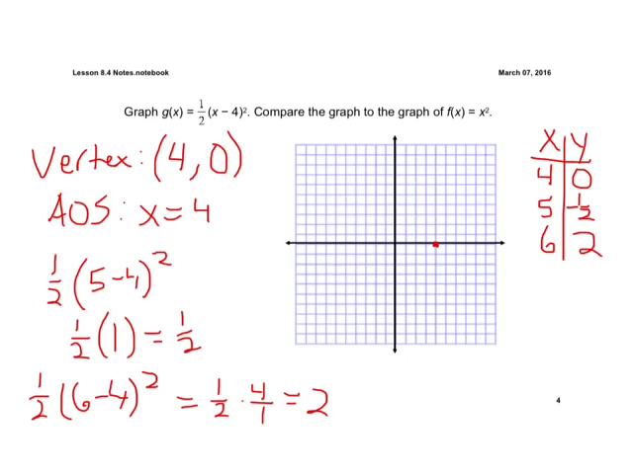Okay, we have our 3 points. Let's go ahead and graph those. So we have 4, 0 already. Let's go over to 5, 1/2, and 6, 2.